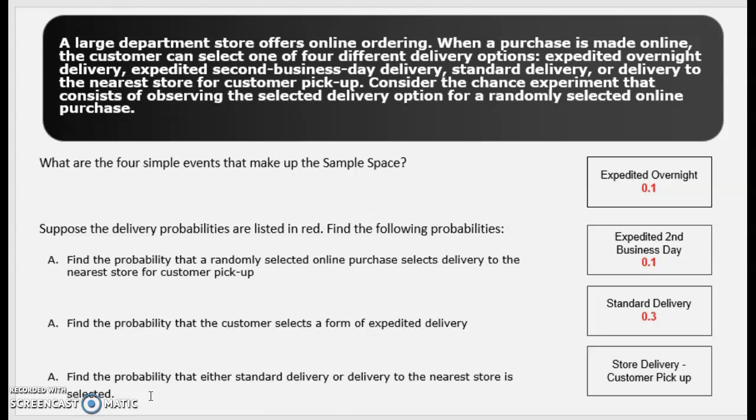The last part says find the probability that either standard delivery or delivery to the nearest store is selected. So standard delivery is 0.3, and we found out that to the nearest store was 0.5, so that 0.3 plus 0.5 would give us an 80% or 0.8 probability for either or.